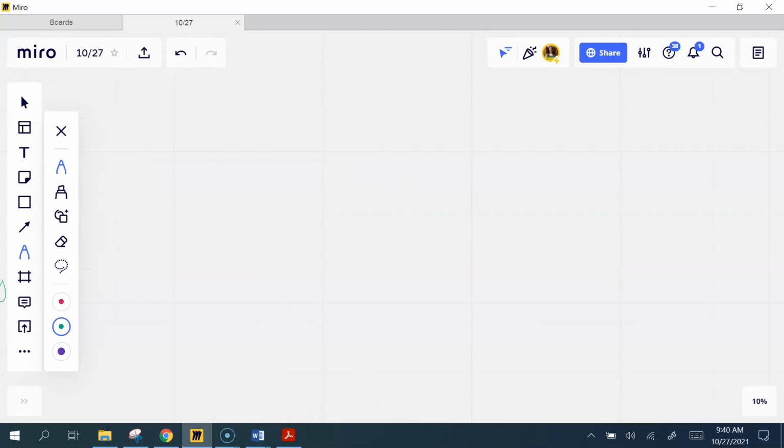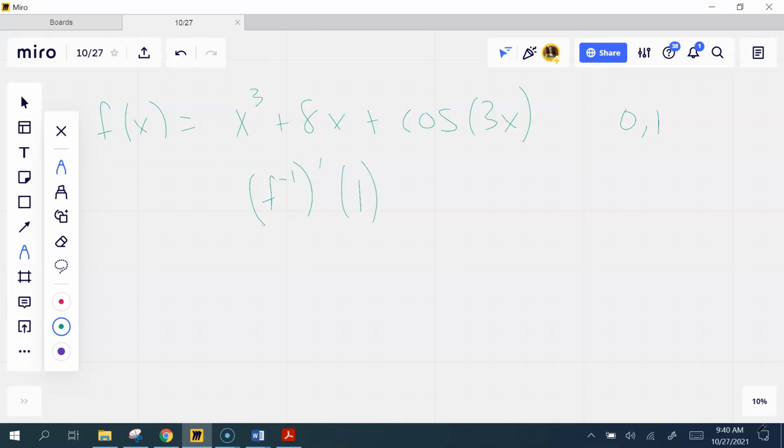Okay, do another one. Oh, I think it's the same one y'all just did. I didn't know. I'm going to tell you that 0, 1 is a point on this graph so that you don't have to actually go through and find it. Now I want you to find the inverse derivative of 1. Nobody say the answer.